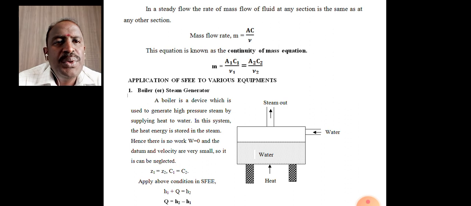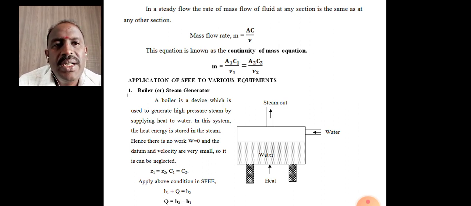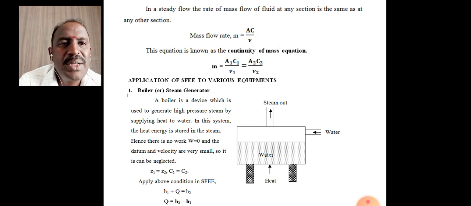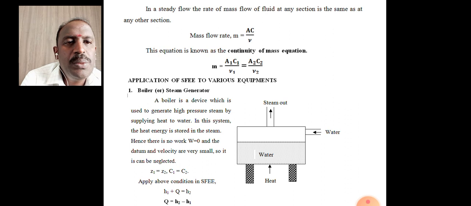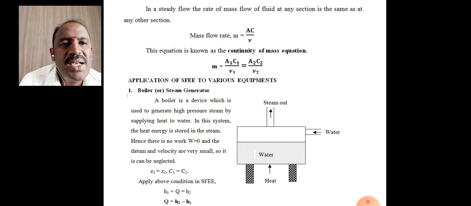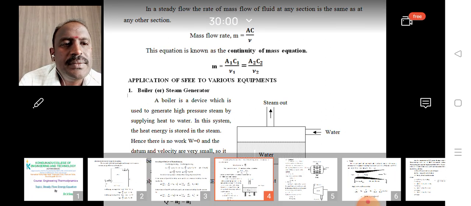In a steady flow, the mass flow rate throughout the system is constant, so the mass flow rate m equals area into velocity divided by the specific volume. According to the continuity of mass equation, m equals A1 C1 by V1 equals A2 C2 by V2. Here the mass is constant throughout the system.